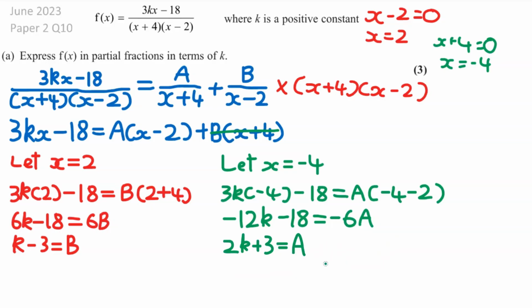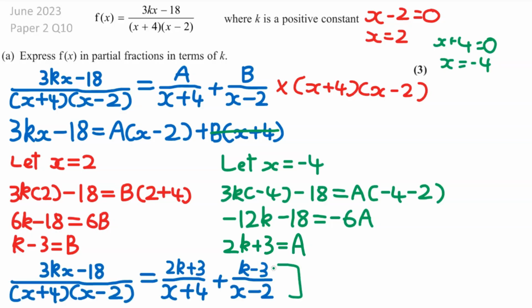So we found a and b, so therefore we can express this fraction using the partial fractions 2k plus 3 over x plus 4 plus k minus 3 over x minus 2.